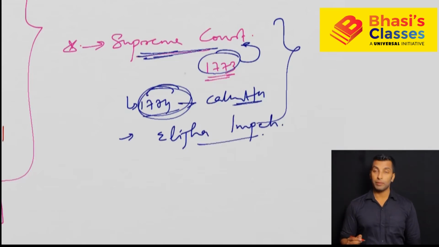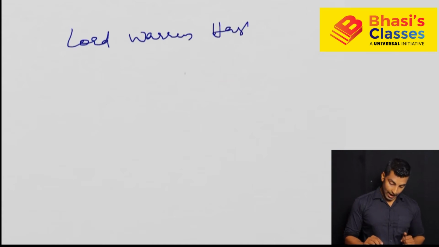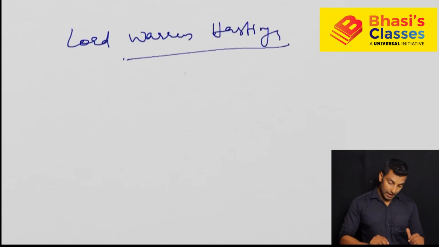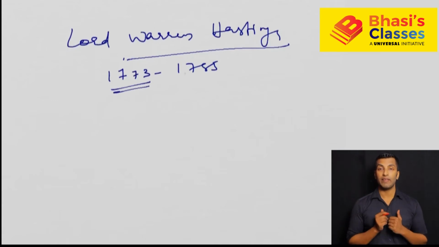Justice Elijah Impey. Okay, now you understood the post of Governor General of Bengal was created, and I told you Warren Hastings was the first Governor General of Bengal. Now we are going to start our discussion on Governor Generals and Viceroys of India. And we need to start with the first Governor General of Bengal, that was Lord Warren Hastings. Okay, so we are going to start our discussion with Lord Warren Hastings. His time period, if you see, is 1773 to 1785. 1773 when the Regulating Act was passed till 1785.